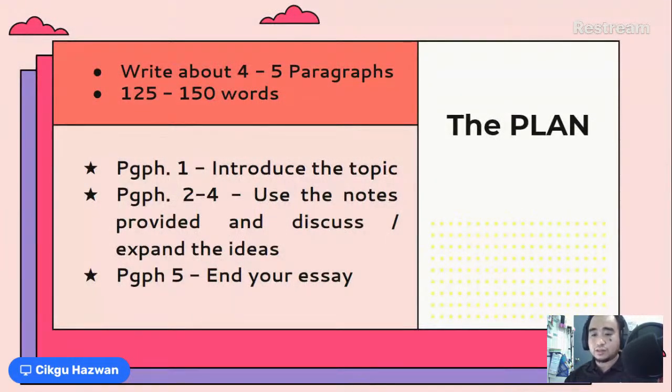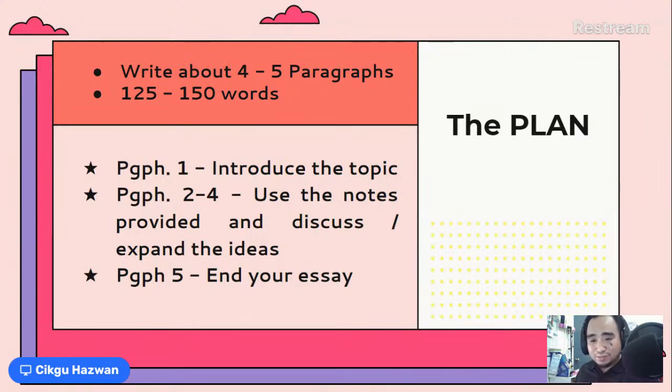Okay. So for guided writing, in the first paragraph, introduce the topic. When I say introduce, you don't go into the content. Introduce the topic. And then paragraphs 2 until 4, use the notes provided and discuss or expand the ideas.